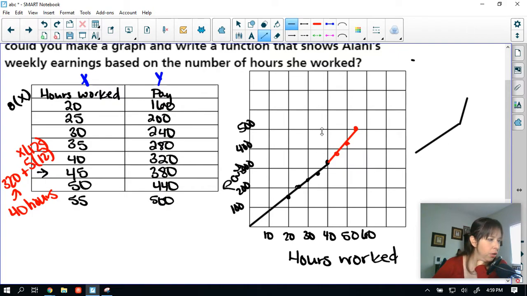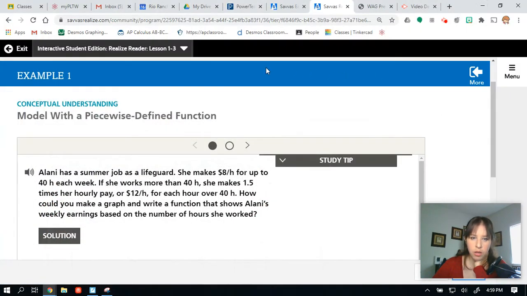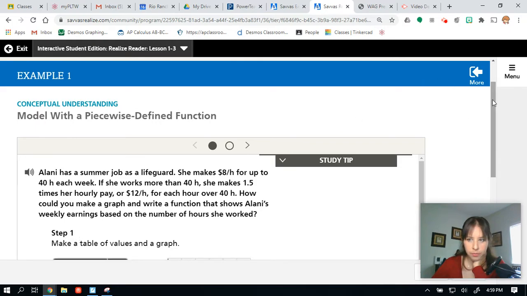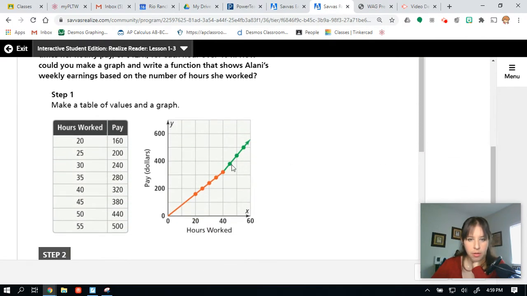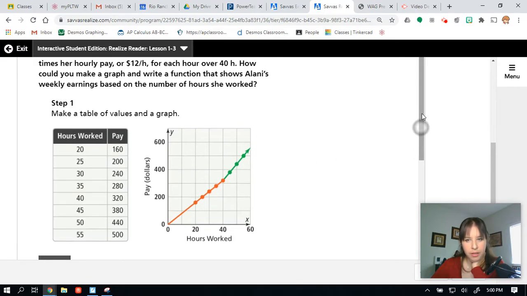All right, so when we look at this, let's go back to our solution here. So here's the table. You could actually see the kind of bend here a little bit better than my drawing.